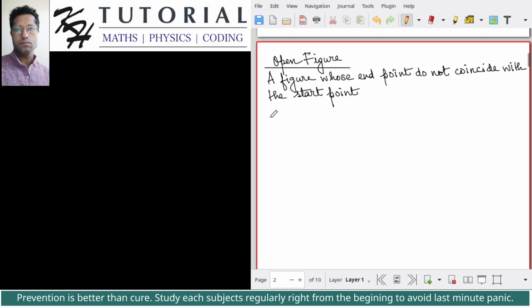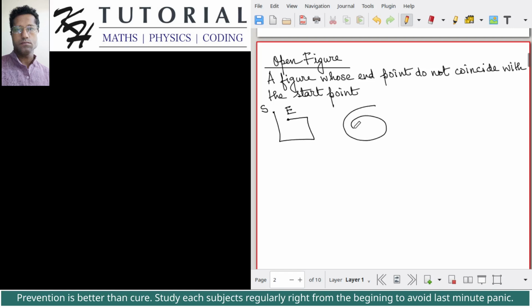A figure whose end point does not coincide with the start point is an open figure. For example, this figure is an open figure. As you can see, this was my starting point and this is my end point, and they are not the same. Starting point and end point are different. Visually you can say that there is a gap. It is open because the starting point and the end point are different.